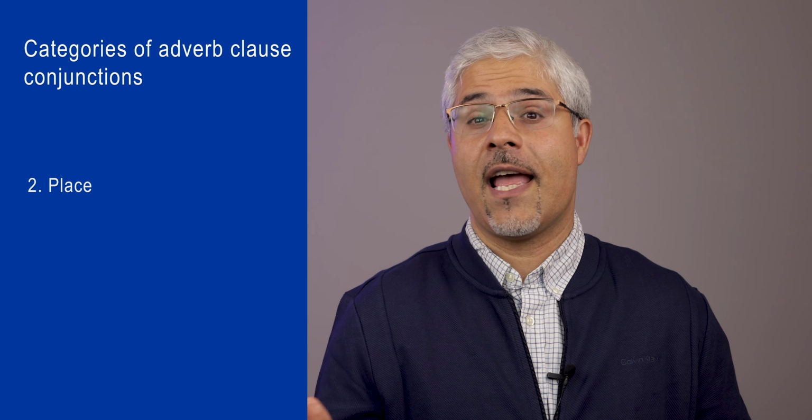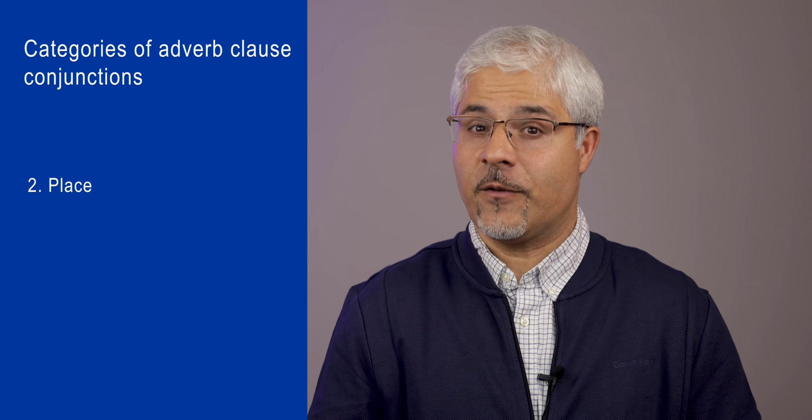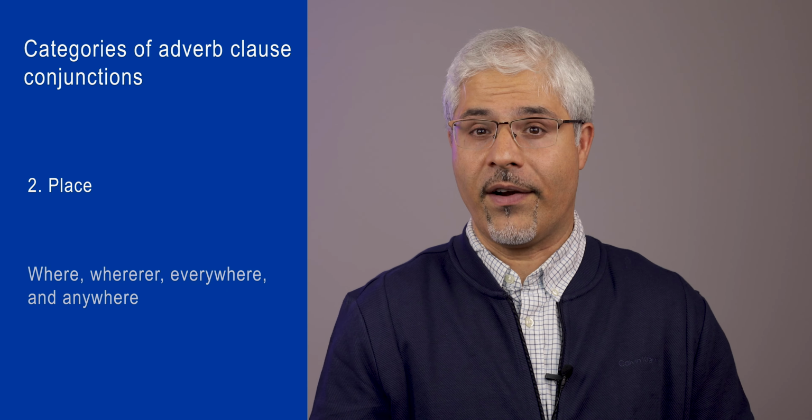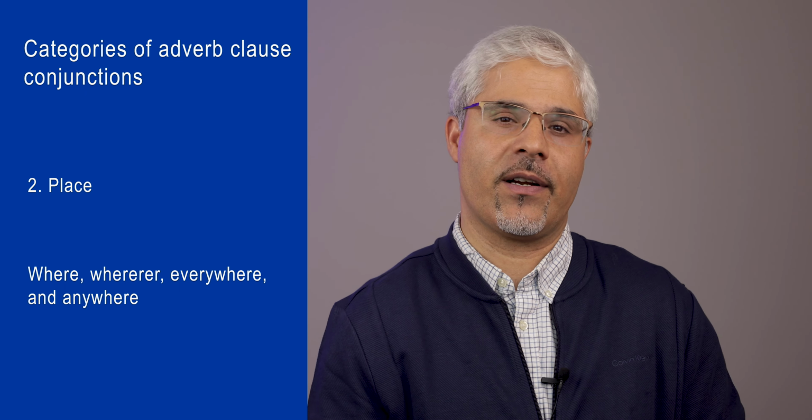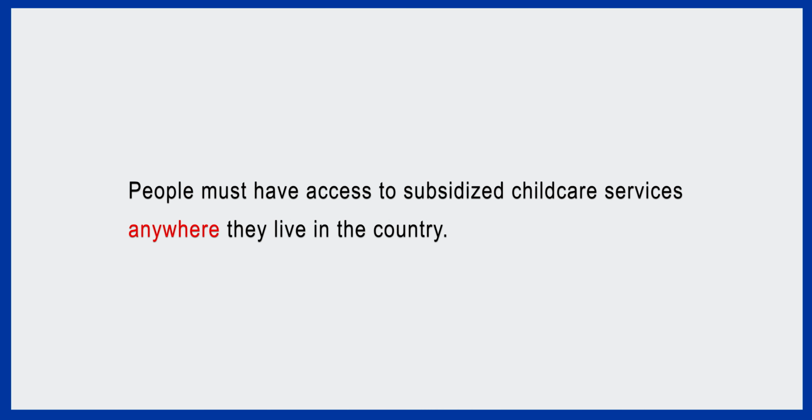Place. The main conjunctions for place are where, wherever, everywhere, and anywhere. People must have access to subsidized childcare services anywhere they live in the country. In the sentence, anywhere they live in the country is the adverb clause and shows where people must have access to subsidized childcare services.